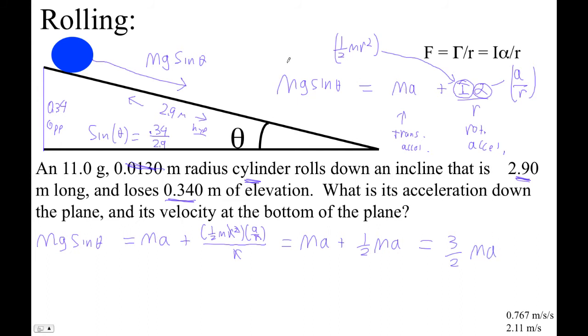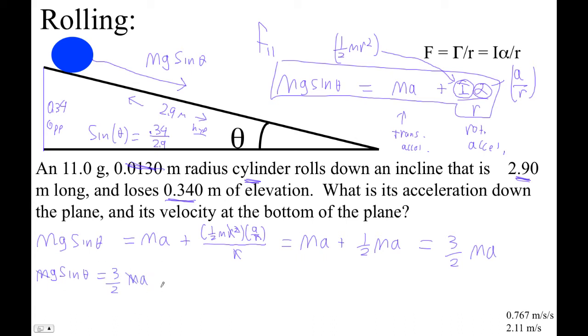Again, you've got to remember this. Start off with this. If you can remember this, I think this is a little harder, but so mg sine theta, the parallel force from our inclined planes, becomes ma, regular old translational acceleration, and rotational acceleration. The force needed to do both. Then you substitute the moment of inertia and you substitute for alpha, and you end up with that. So now we've got mg sine theta is 3/2 ma. Obviously the mass cancels.